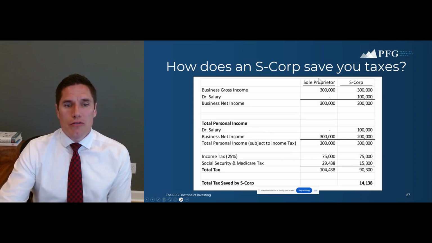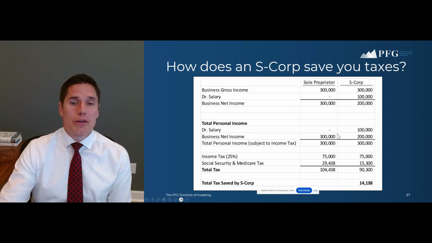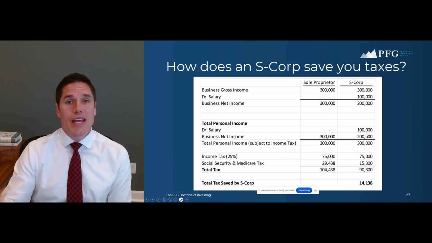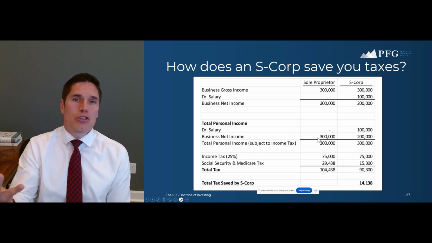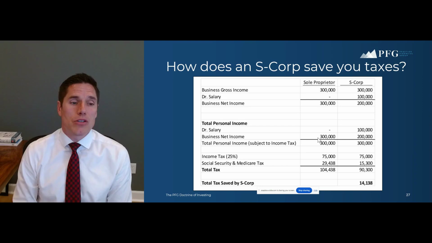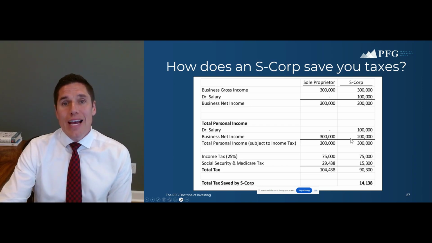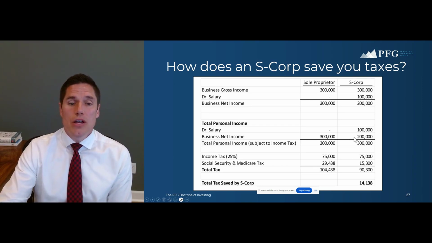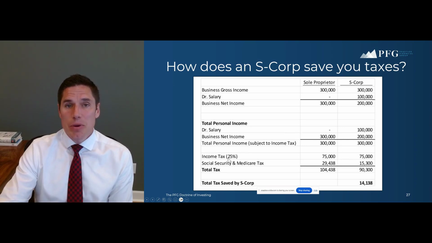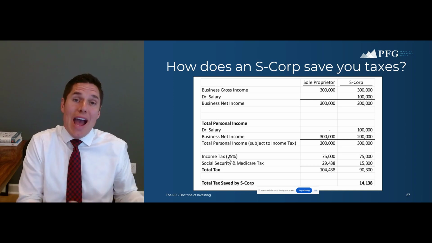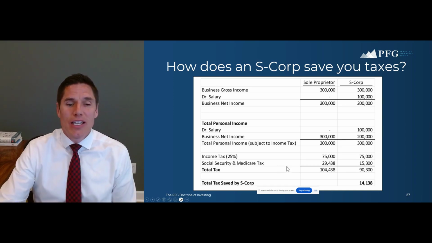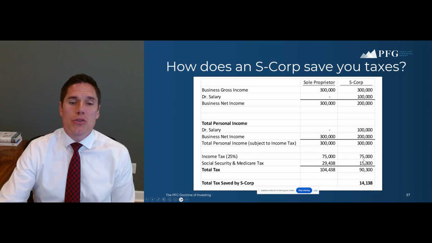The doctor's salary for the sole proprietor is zero. There is no salary. Whereas the doctor's salary for the S corp owner is $100,000. The business income for the sole proprietor is the total income for the business, or $300,000. The business income for the S corp owner is only $200,000. But the total personal income, subject to income tax, is $300,000 under both scenarios. So the total income tax paid, assuming a 25% average or effective tax rate, is $75,000 under both scenarios.